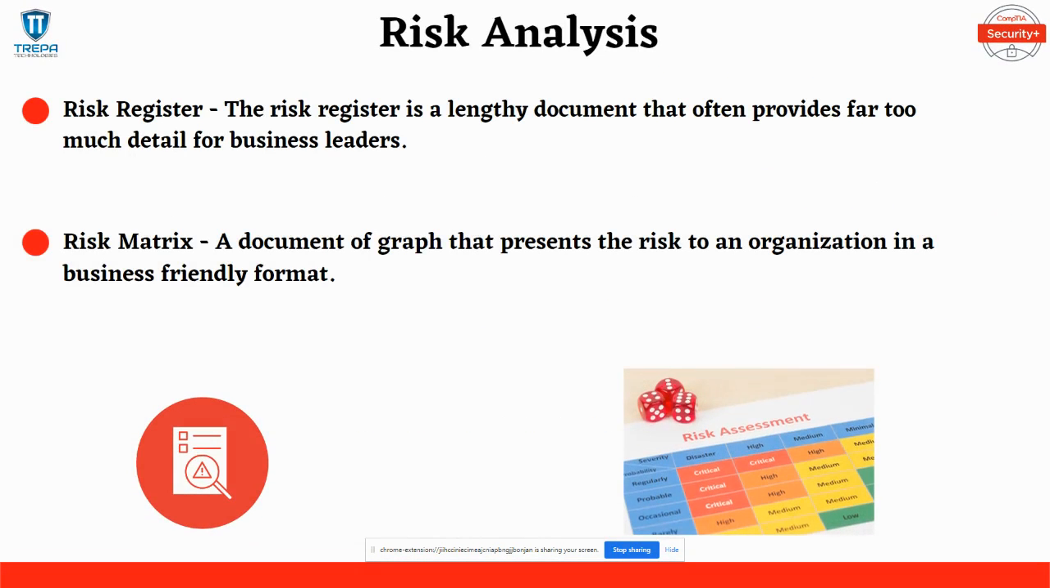A risk register is a document that provides in detail all the risk in an organization. Often this document will not be used to communicate risk to upper management because of how technical and lengthy you want this document to be. This is usually for you and your team. A risk matrix is a graph that represents the risk to an organization in a business-friendly format, right? We've got colors and critical and some numbers to go along with it.